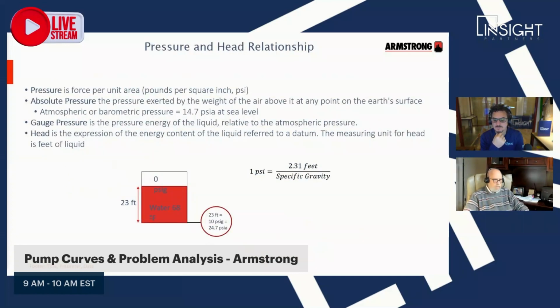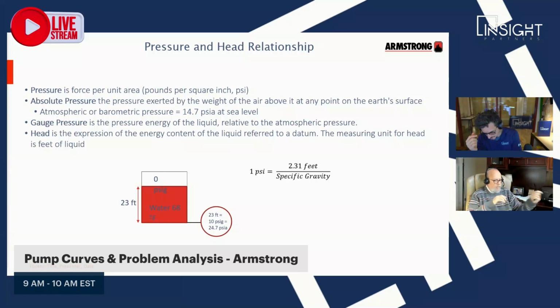Understand that pressure is nothing more than force per unit area, and in the U.S. it's measured in psi. Absolute pressure is the pressure exerted by the weight of air above it at any point on the Earth's surface. For most places, it's 14.7 psi at sea level. If you are designing an open system, keep this in mind. You've got to pay attention to elevation above sea level.